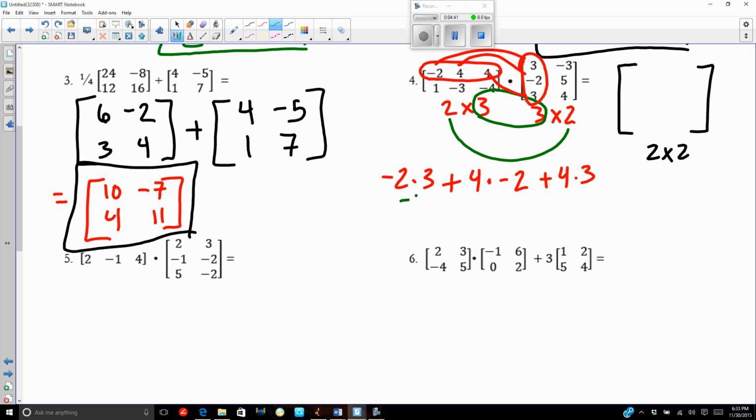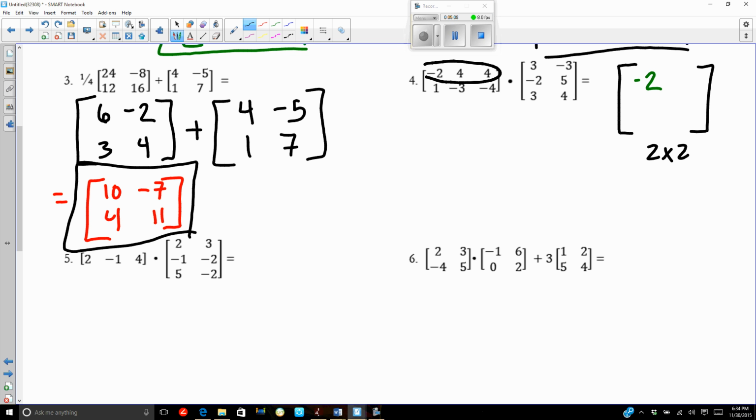So then we check that math. -2 times 3 is -6. 4 times -2 is -8. 4 times 3 is 12. -6 plus -8 is -14. Plus 12 is -2. So -2 goes in that spot. I'm going to erase.